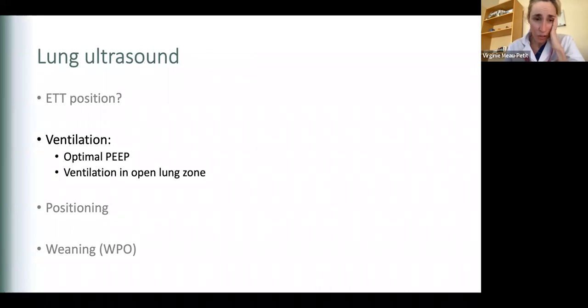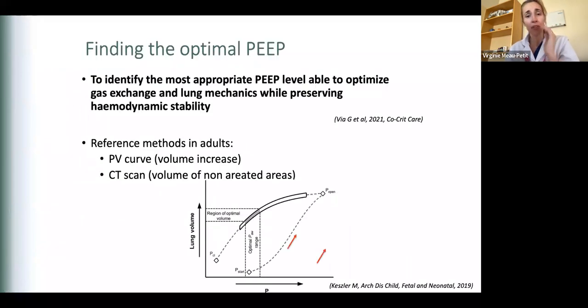When the baby has the ET tube in, we need to find the optimal PEEP level to optimize the gaseous exchange and the lung mechanics while preserving hemodynamic stability. The reference methods that were used in adults are the PV curve method and the CT scan, of course. The PV curve allows the clinician to assess, when you increase the PEEP, whether the lung volume increases as well, so that the PEEP induced lung recruitment.